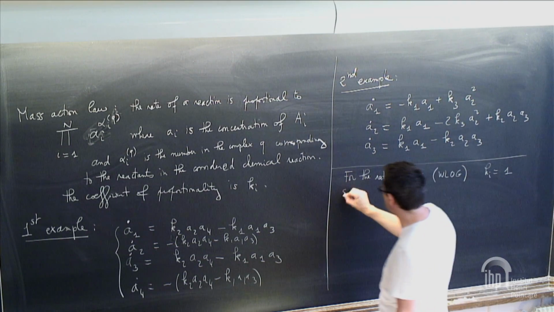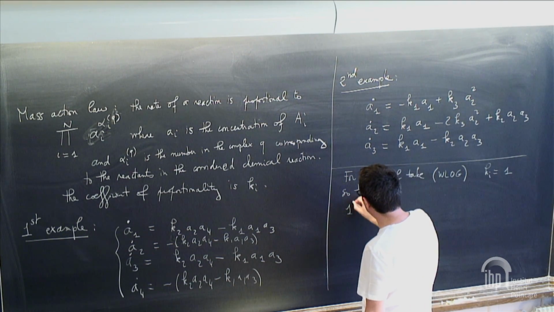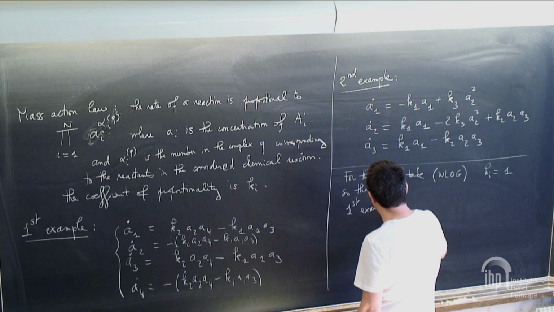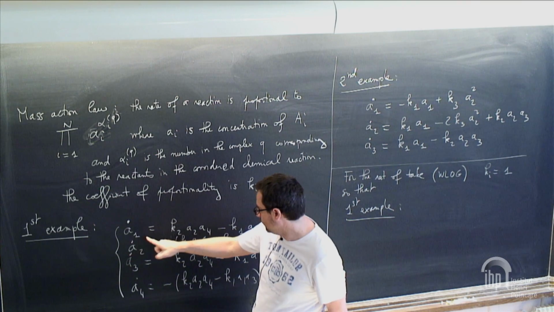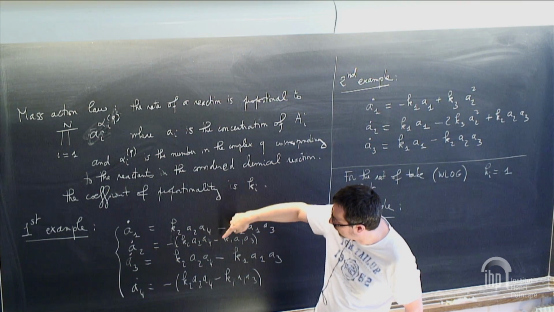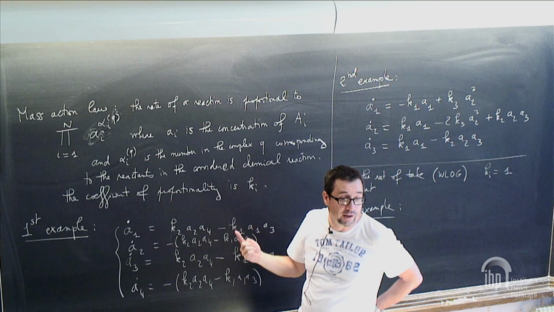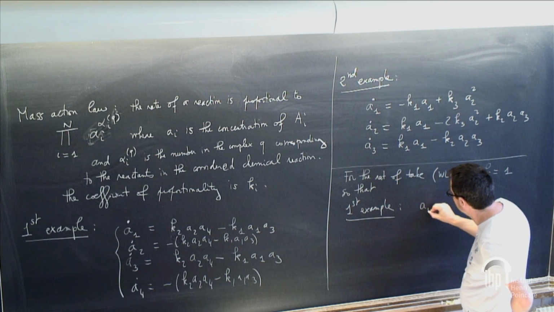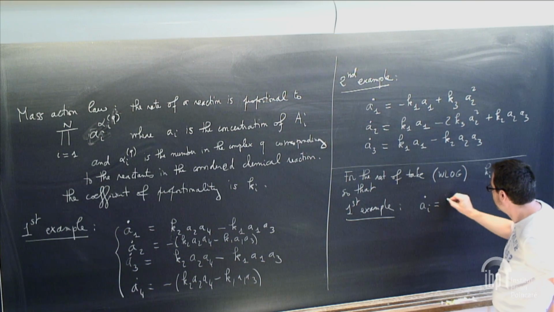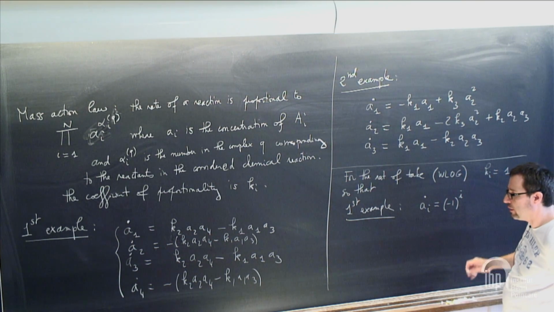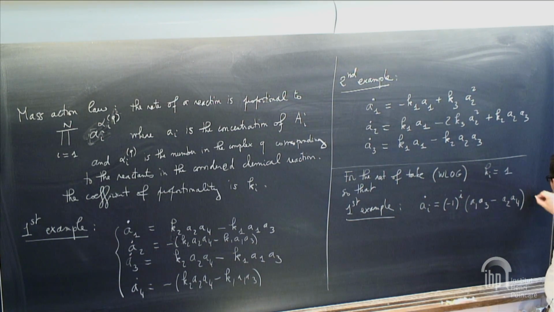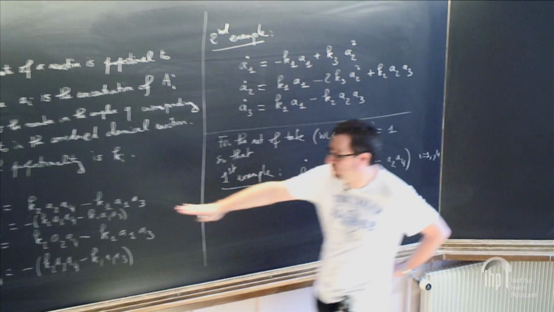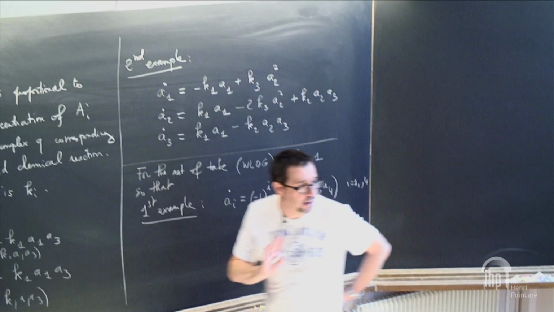And moreover, for the first example, I will systematically use a sort of shortened notation in which I will just use the fact that you have exactly the same right-hand side up to the sign. So one way to write it is just to say that AI dot is equal to (-1)^I times A1 A3 minus A2 A4. Okay, and this is for I going from 1 to 4. And this is a shortened notation for just the system which is here when all the Ki are equal to 1. Okay?